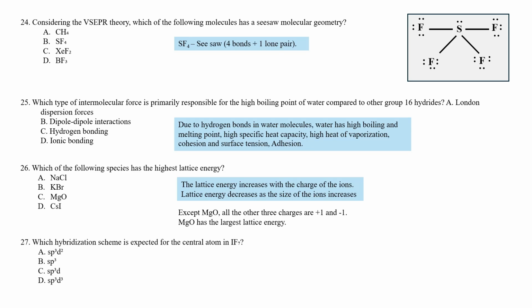Which hybridization scheme is expected for the central atom in IF7? You can see IF7 means there are 7 bonds surrounding the central atom iodine. sp3 is for tetrahedral, sp3d for trigonal bipyramidal shape, and sp3d2 is for octahedral. Therefore, the 7 bonds need 7 orbitals mixing. Among these given choices, it should be sp3d3. There are 7 orbitals, one s, 3 p orbitals and 3 d orbitals mixed together to make 7 hybridized orbitals.